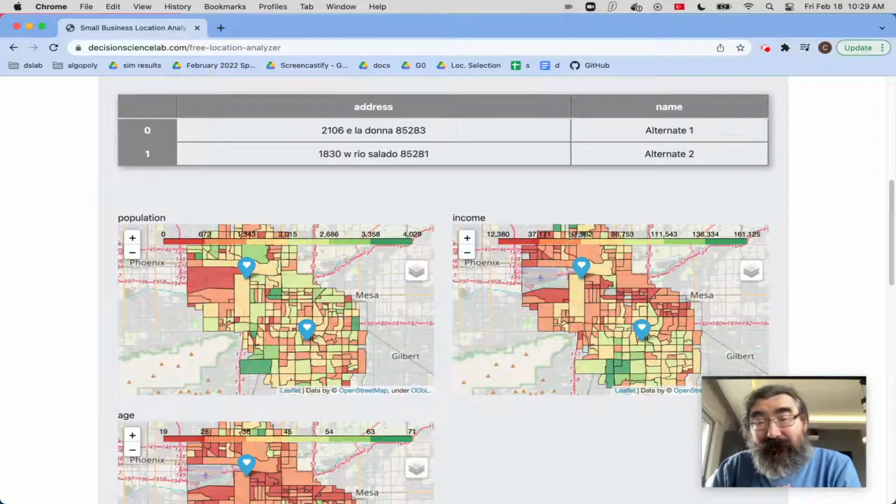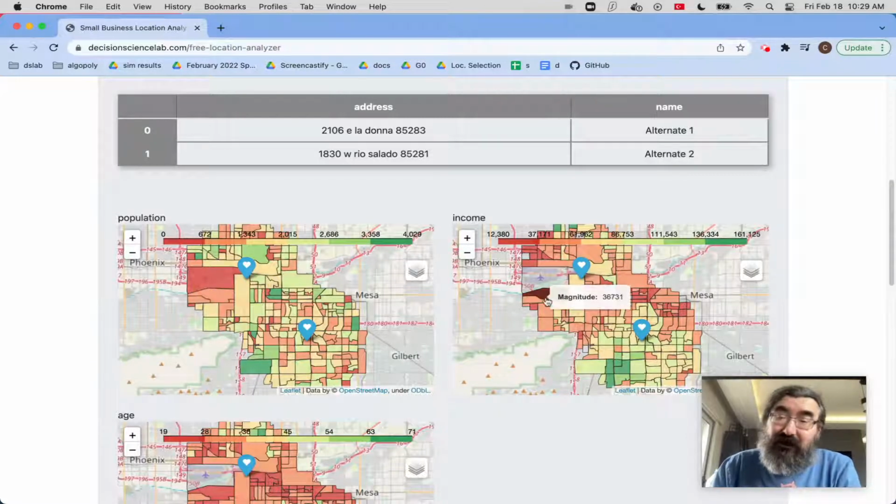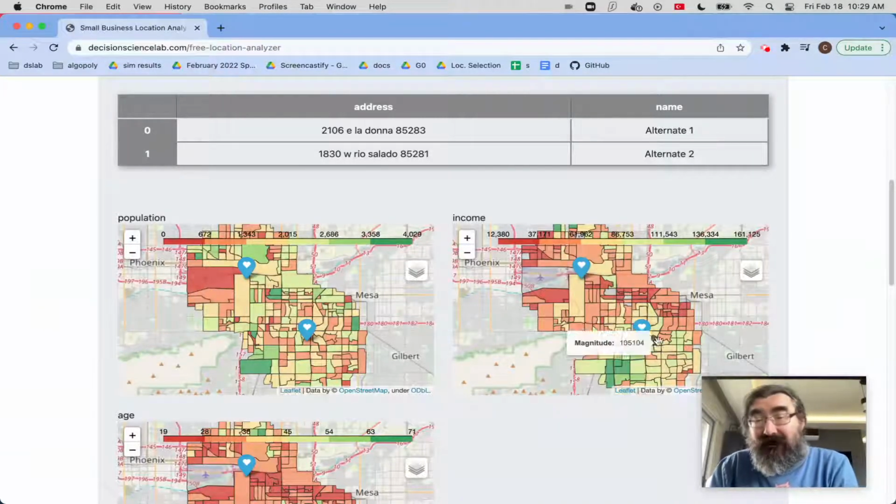So you can see that I have a lot of reds around here. So the population living here has lower income, and then I have maybe more mid-level or upper middle class household income around this area, right?